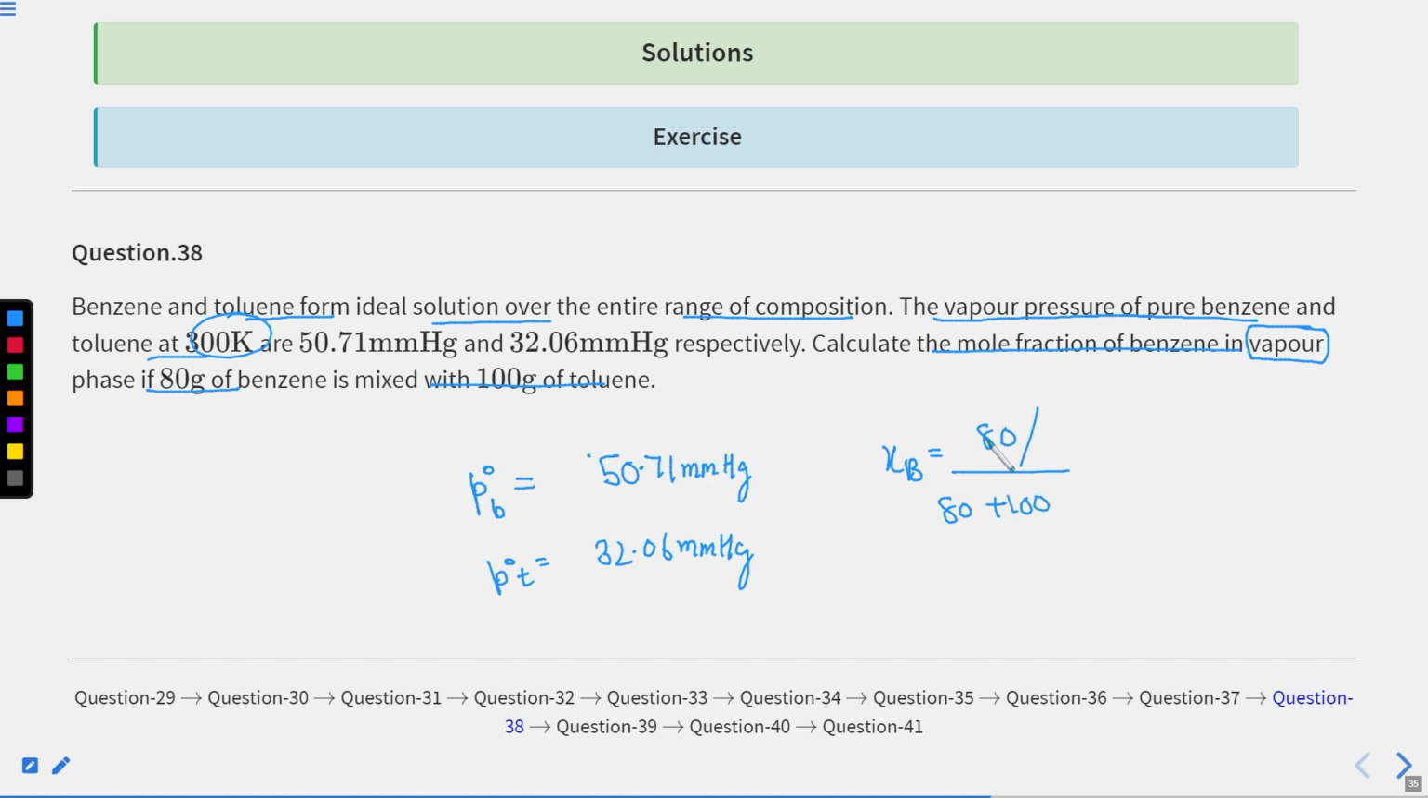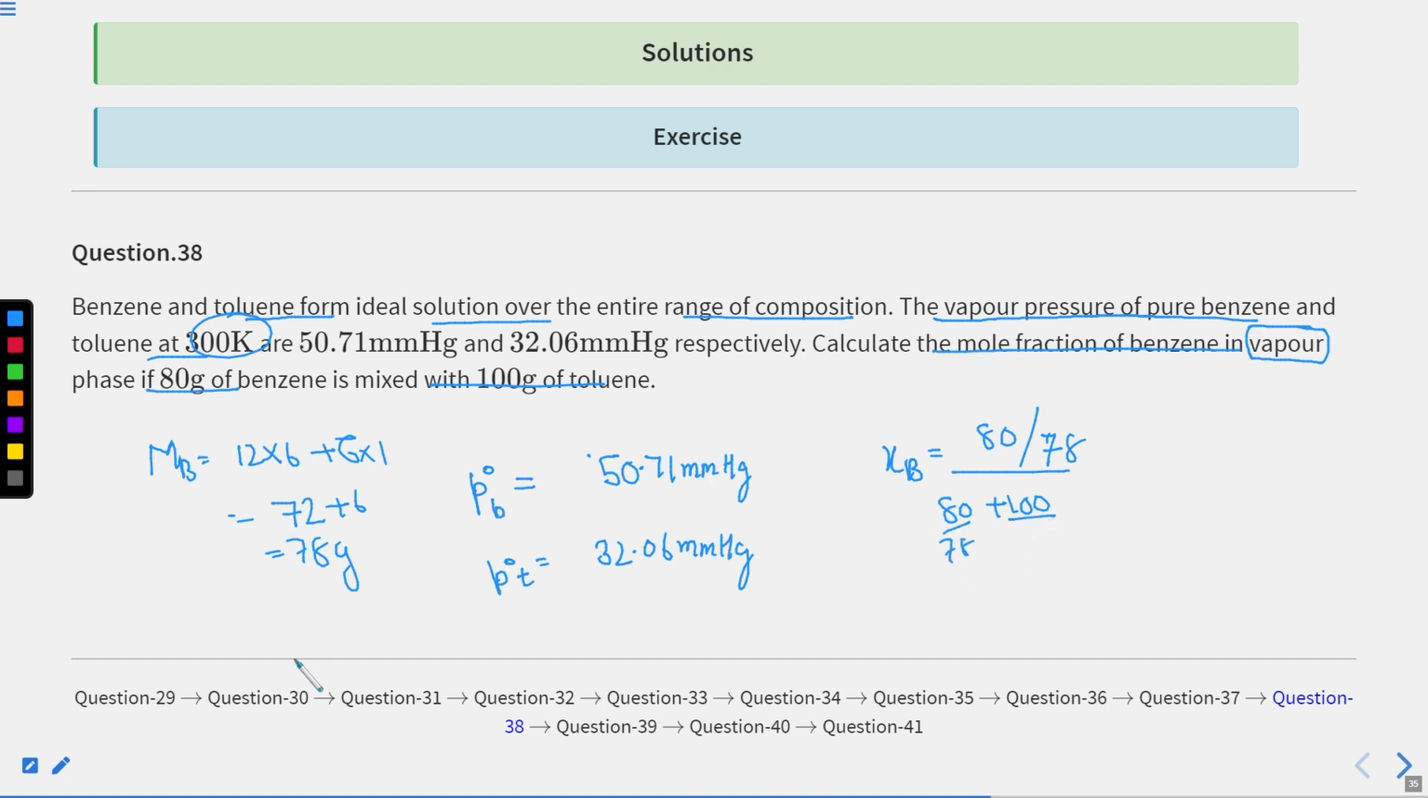Number of moles I will calculate for benzene, that would be given mass by molar mass. What would be the molar mass? The molar mass of benzene would be 12 into 6 for 6 carbons and 6 into 1 for 6 hydrogens. So 72 plus 6, that is 78 gram per mole. So this would be 78, and here also it would be 78.